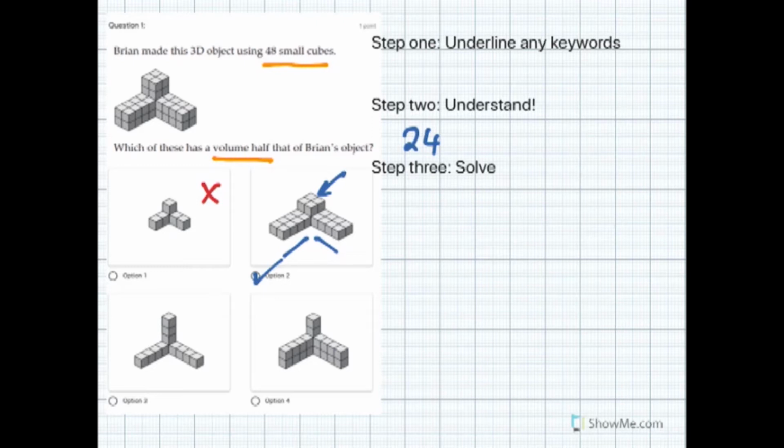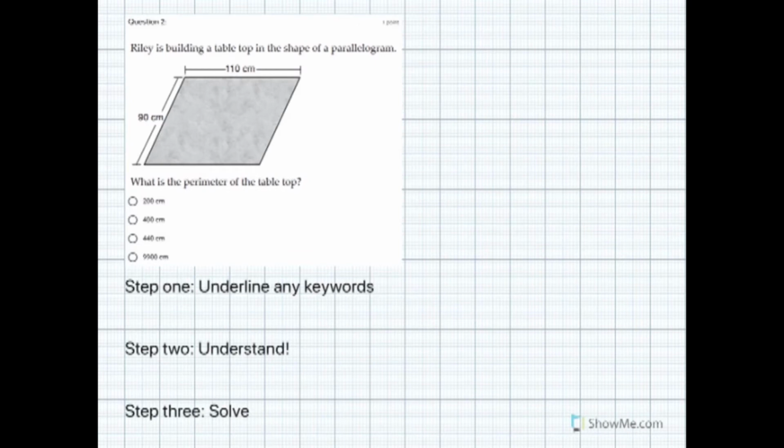Both option 3 and 4 are short of 24 cubes, with option 3 only having 12 and option 4 only having 20. Question 2. Riley is building a tabletop in the shape of a parallelogram. What is the perimeter of the tabletop? Step 1 is to underline any key words. The key word is perimeter.